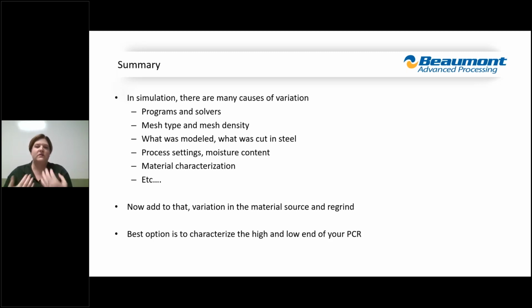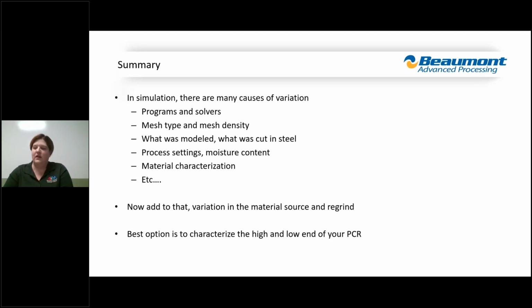What was modeled? If I only model the part, do I model the feed system? Do I also take into account the cooling? That's going to affect our warpage values. What was actually cut in steel? Process settings. I always say I'm trying to guesstimate the process settings up front, but I don't have the same buttons, nor do I get the same feedback that a process engineer will get. So there's variation between Moldflow and mold floor.